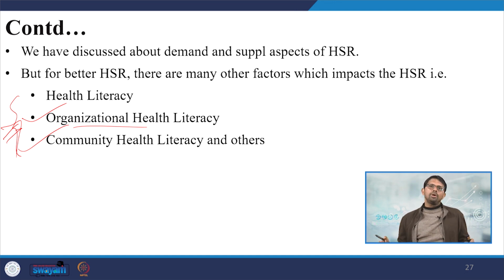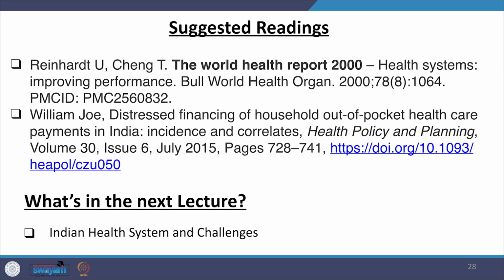So, I hope we have covered all possible aspects on HSR, and so these are the readings which would further substantiate your understanding.